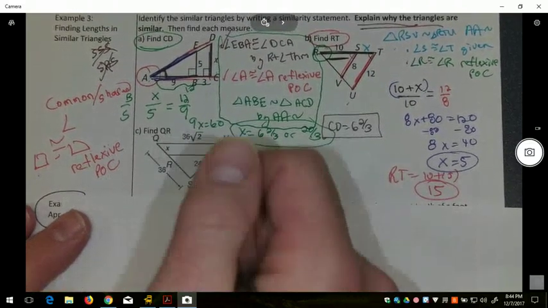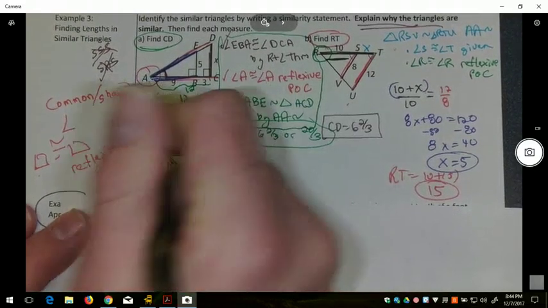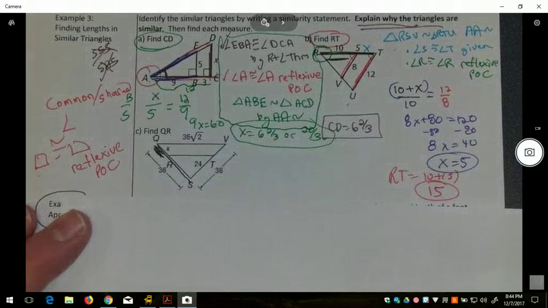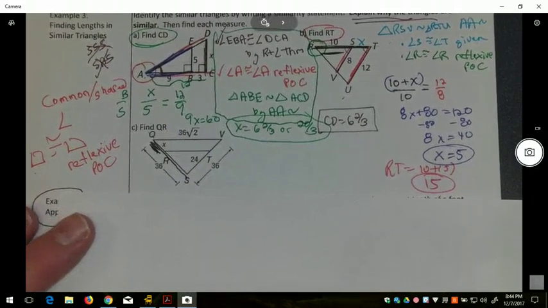They want us to find QR. So we're trying to find just this little piece of it. That's interesting. I can't do a proportion with pieces, not yet anyhow. We have to have some more information to be able to do that.